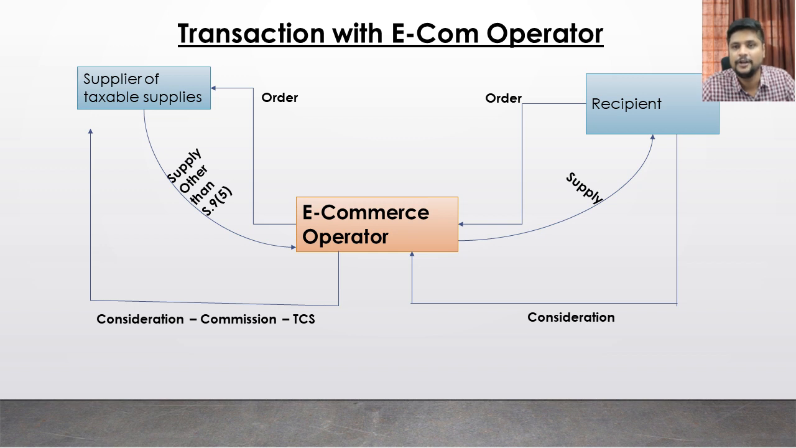Consideration will be paid to the e-commerce operator. The e-commerce operator will collect the consideration from the recipient of supply and forward that consideration to the supplier. What consideration will he forward? He will forward the consideration after deducting the commission, or the amount pertaining to the e-commerce operator for the services provided by the e-commerce operator. Along with that, he will also collect TCS. TCS also will be deducted from the consideration, and the remaining consideration will be paid to the supplier. Clear on that? That is what the transaction is all about under the TCS provisions for e-commerce operators.